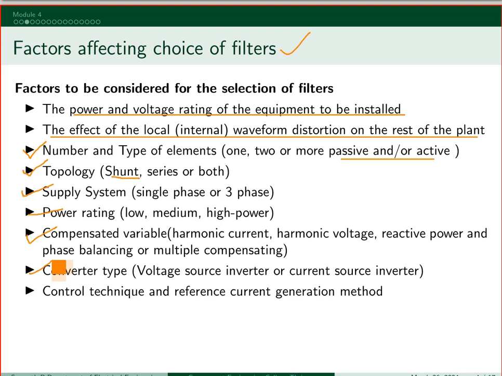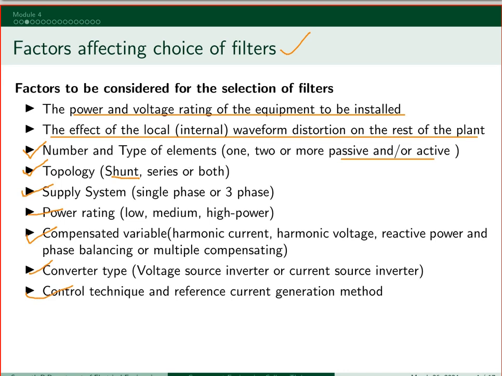So the type of converter that can be used, and in case of inverters, the control technique as well as the reference current generation methods which are generally in use, such as Id-Iq, where you'll be generating the reference currents in the DQ frame. Such current generation methods also need to be considered when you're trying to choose a filter.